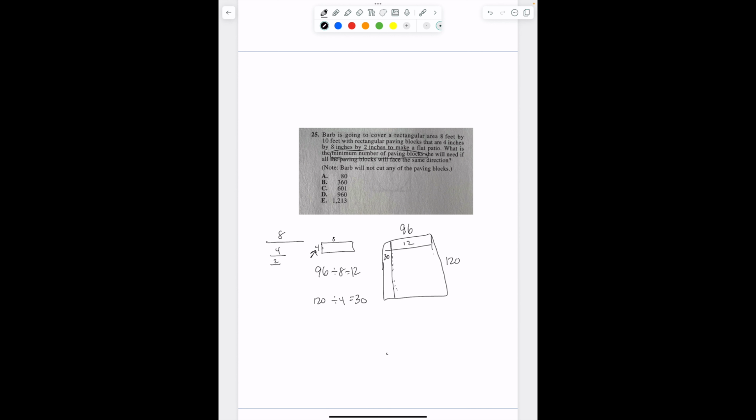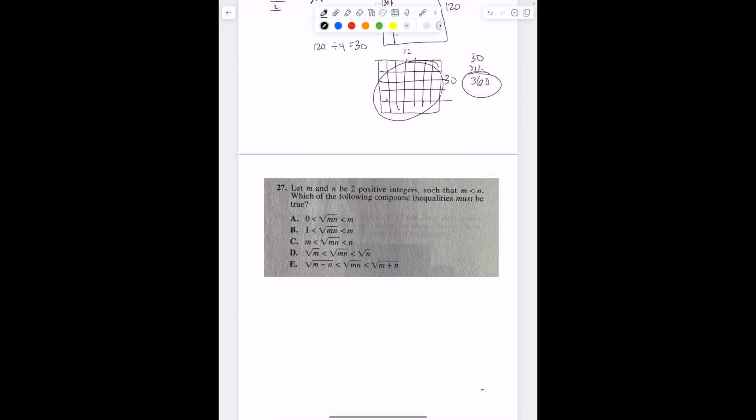So that'll be 30 blocks going down. Now, if we have 30 blocks going down and 12 going across, then it just becomes this kind of chart. And it becomes this. And we're just asking ourselves, how many blocks is this? So we just take 12 across, 30 down, 30 times 12 equals 360. Answer choice B.